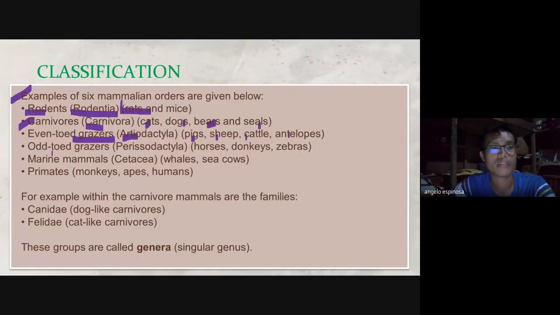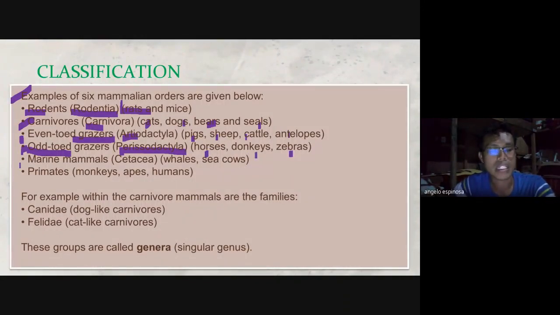And you have another one, the odd-toed grazers. Pag odd-toed grazers, they are what we call Perissodactyla. Mapag-uusapan naman bakit even-toed at odd-toed ang tawag, kasi nakadepende yan sa movements. Pag-usapan natin yan when we reach animal anatomy. The order Perissodactyla includes, for example, horses, donkeys, and zebras.